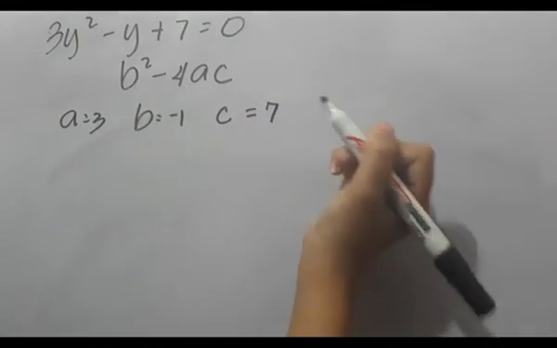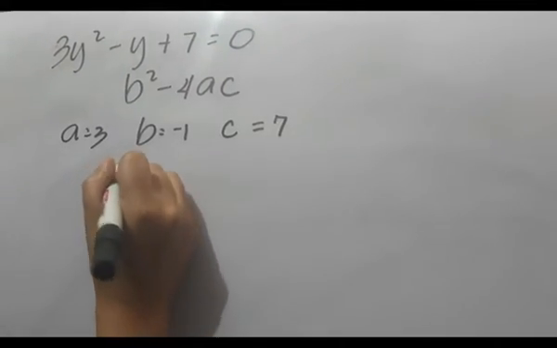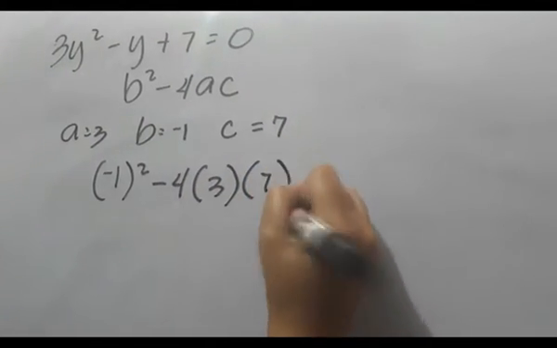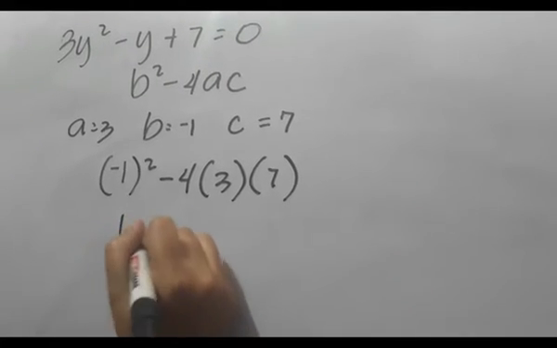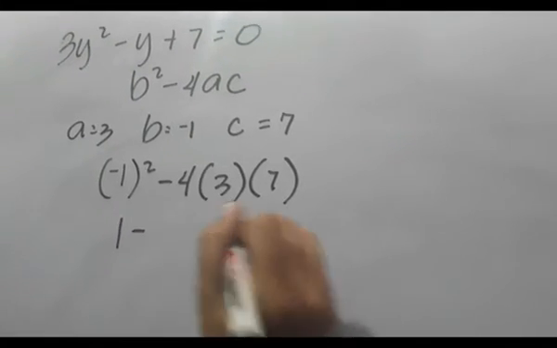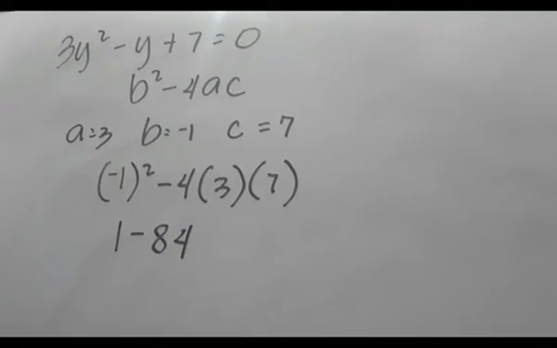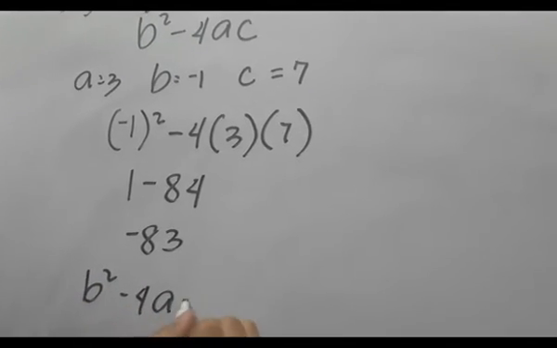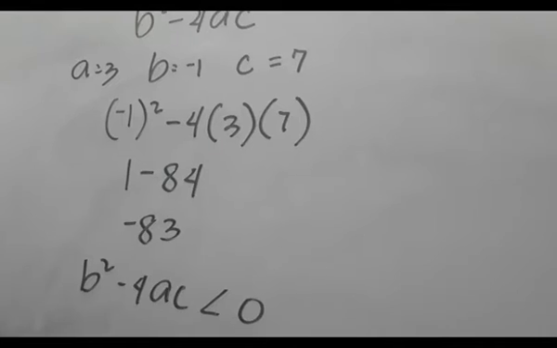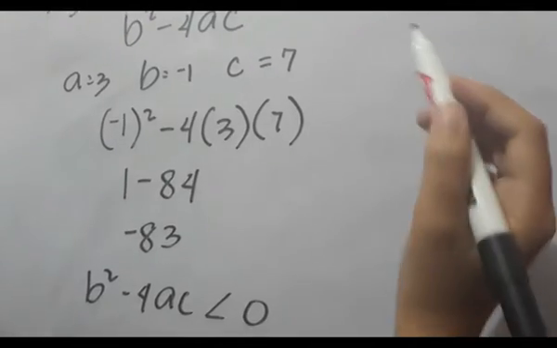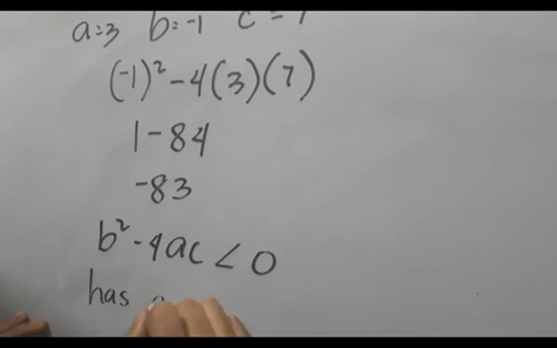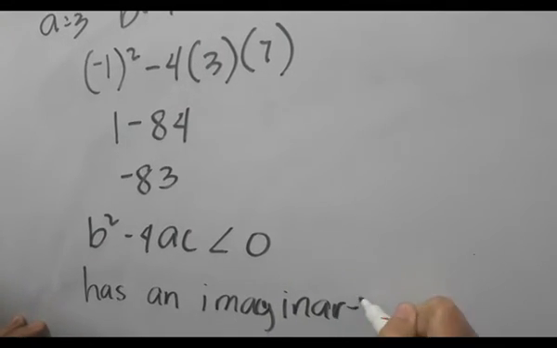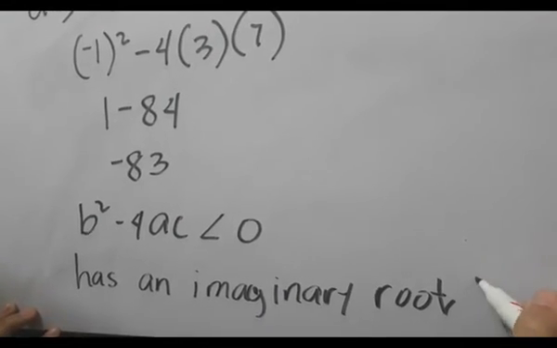Now, substituting these values in the formula, negative 1 squared minus 4 times 3 times 7. So, simplifying, we have 1 minus 4 times 3 is 12, times 7, we have 84. 1 minus 84 is negative 83. Thus, b squared minus 4ac is less than 0. Now, we can conclude that this given equation has an imaginary root, or has no real root.